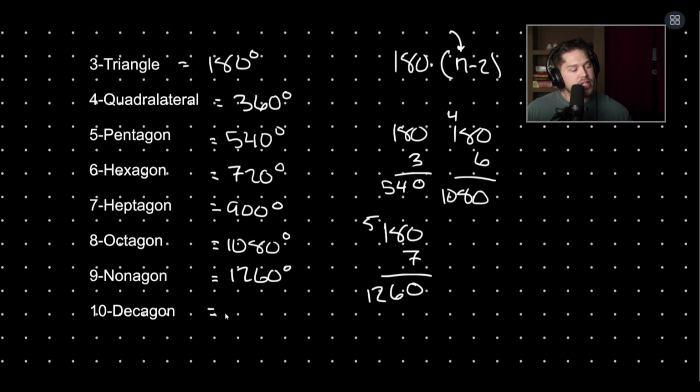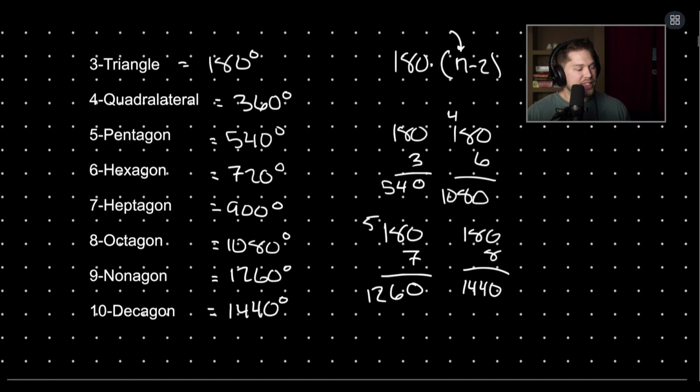And then for our 10-sided shape, we can multiply it out. 10 minus 2 is 8. And then 180 times 8 is going to be 1440. So our 10-sided figure will have a total interior angle measure of 1,440 degrees.